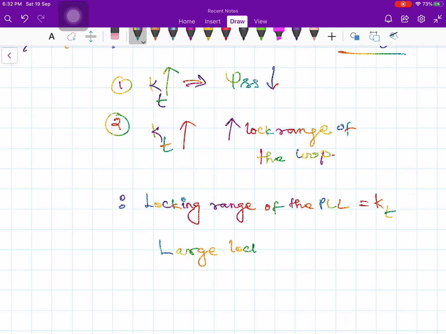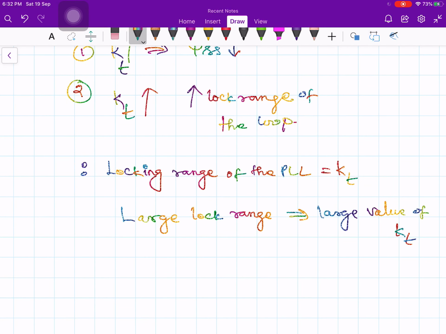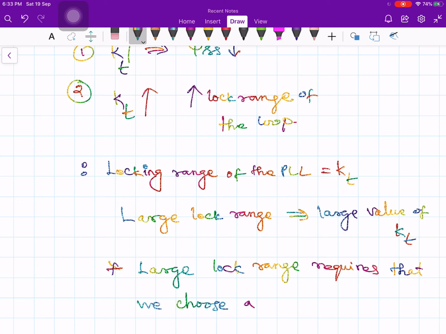Large lock range implies a large value of k suffix t, because the locking range of the PLL is the maximum frequency step that you can have at the input, but still the loop is able to produce a steady state situation. That is, the frequency error is 0, that is the VCO exactly locks to the input signal frequency, but there will be a phase error. Large lock range requires that we choose a large value of kt.